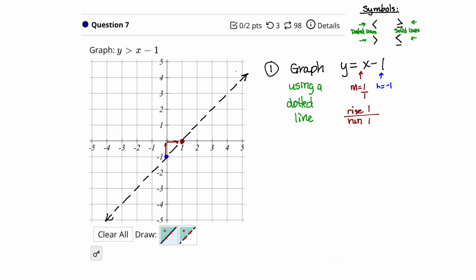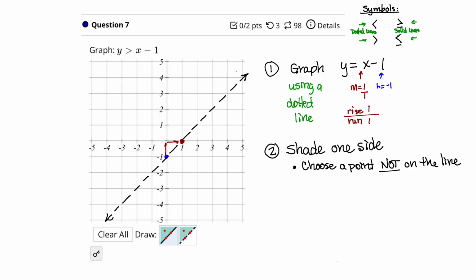So our next step is to determine which side to shade. Okay, and that's where we check a point. We did that in class, and some of you were quite confused. So let's take a look at that a little bit closer. Okay, first thing you need to do is choose a point that is not on the line. If you choose it on the line, that doesn't help you determine whether to shade above or below it. If it's right on it, it's neither.